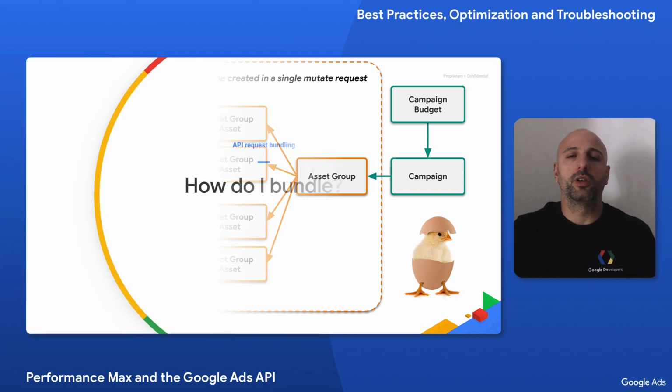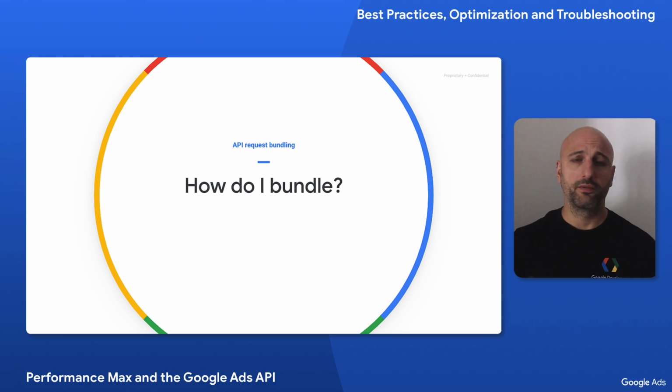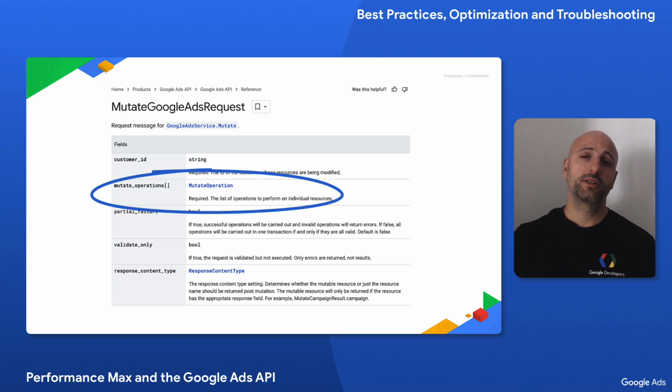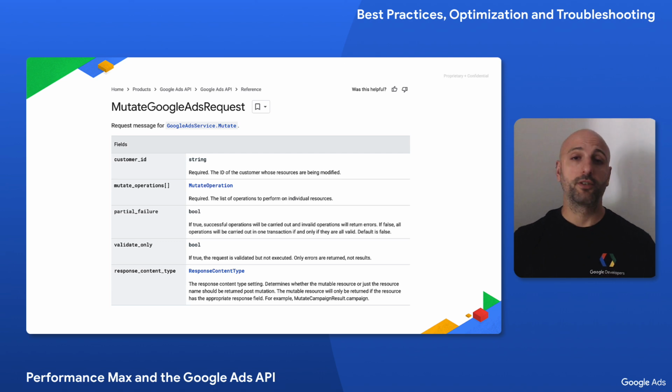So now you may be wondering, how exactly do I bundle the creation of different resources together in a single API request? One answer is by using the mutate method of the Google Ads service, although it's not the only one, as we will see later. Now, there are a few guidelines to be aware of when using GoogleAdsService.mutate, not just with Performance Max campaigns, but with any type of operation. As you can see, the request to this method takes a list of generic mutate operations that can be of different types to create different resources. You can combine asset group operations, asset group asset operations, and so on.